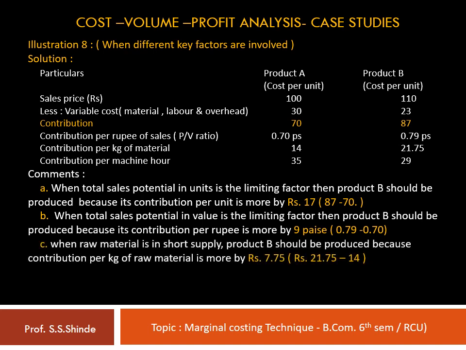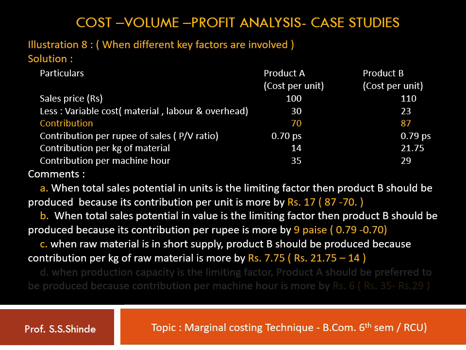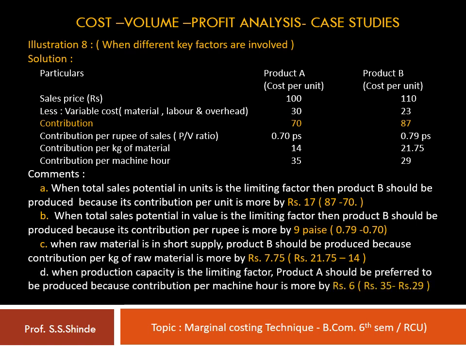The third one, when raw material is in short supply, product B should be produced because contribution per kg of raw material is more by 7 rupees 75 paise than product A, that is 21 rupees 75 paise minus 14 rupees. When production capacity is the limiting factor, product A should be preferred over product B because contribution per machine hour is more by rupees 6 than product B.